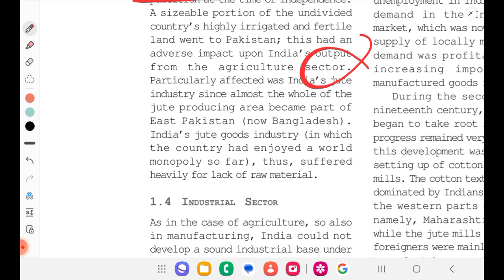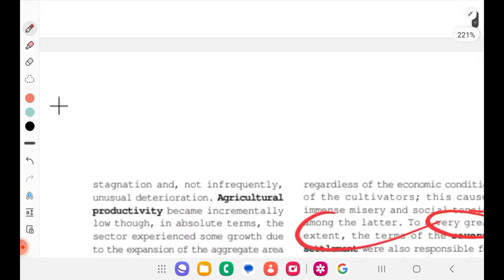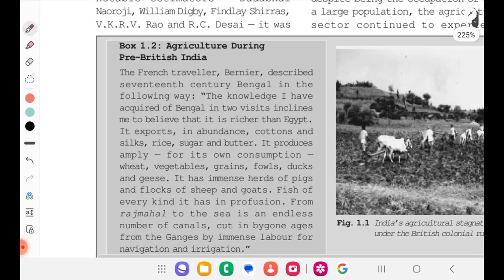So this is about the industrial sector. So we left some tables, we will see that also. Agriculture during pre-British India.